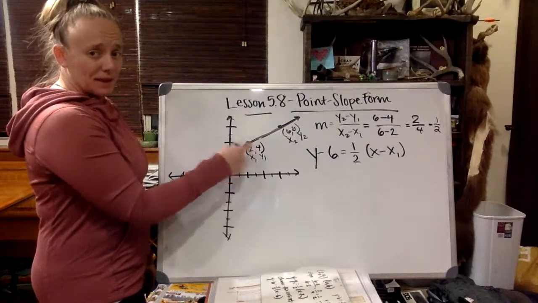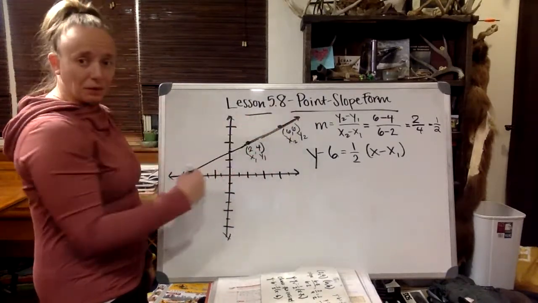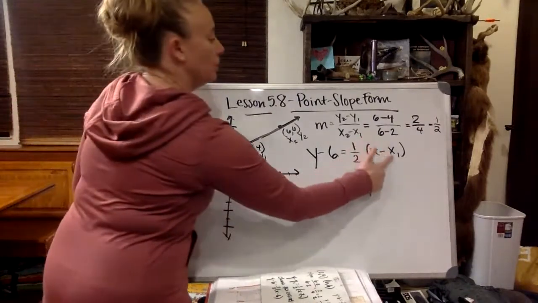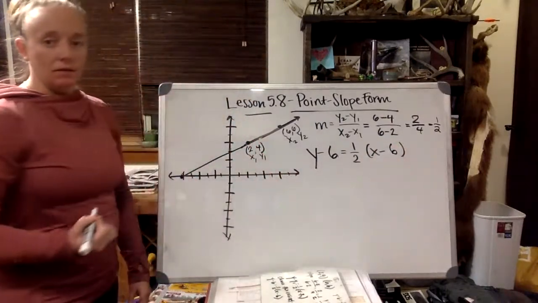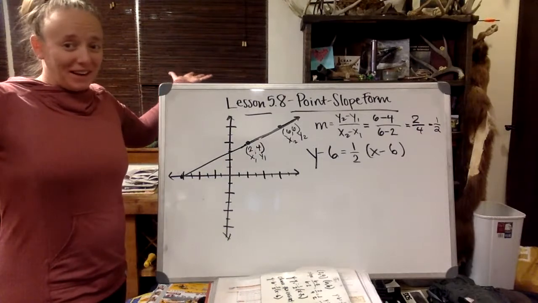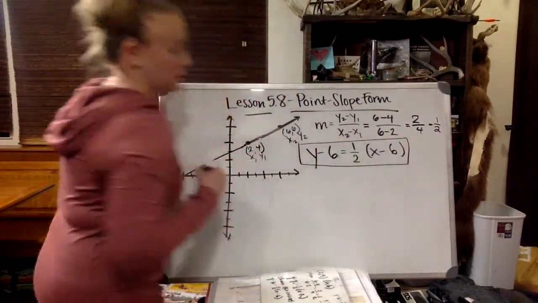I don't have to use the same y sub 1 or the same x sub 1 that I did before. I can use this other point. Again, it doesn't matter. Make your life easy and use whichever point is easier. Now I'm going to put my 6 in for x. And now my equation is done. I already have it written. Here is my final point slope form equation.